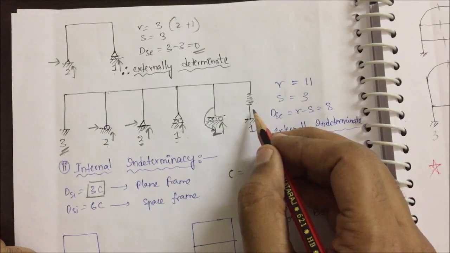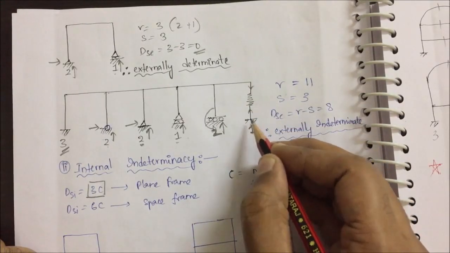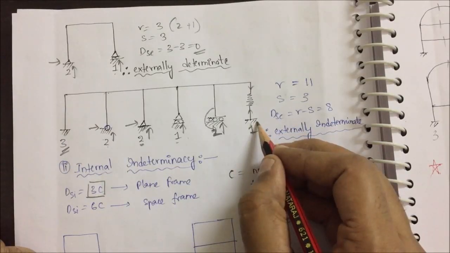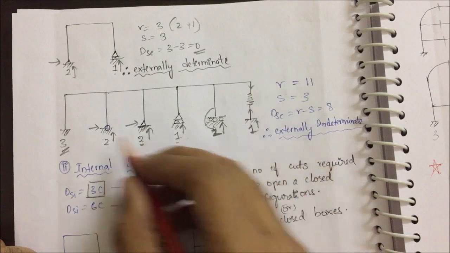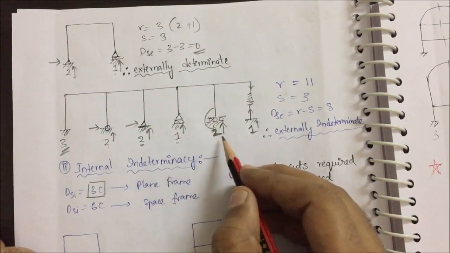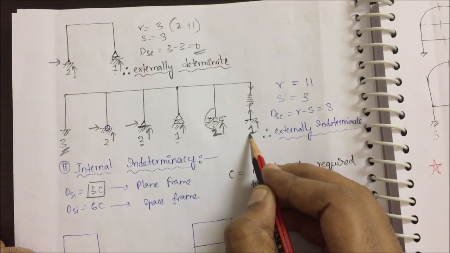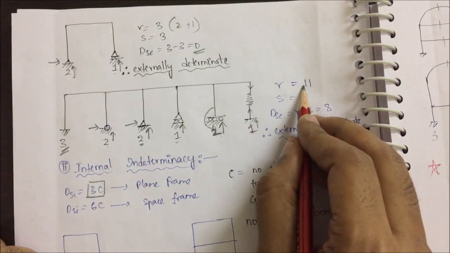And this is the axial spring. Axial spring takes only axial force. So obviously there will be only one reaction, vertical in this direction, right? So I have only one reaction at this end. So the number of reactions in this structure are 3 plus 2 plus 2 plus 1 plus 2 plus 1. So how many are there? 5, 6, 7, 8, 9, 10, 11. So R is equal to 11.